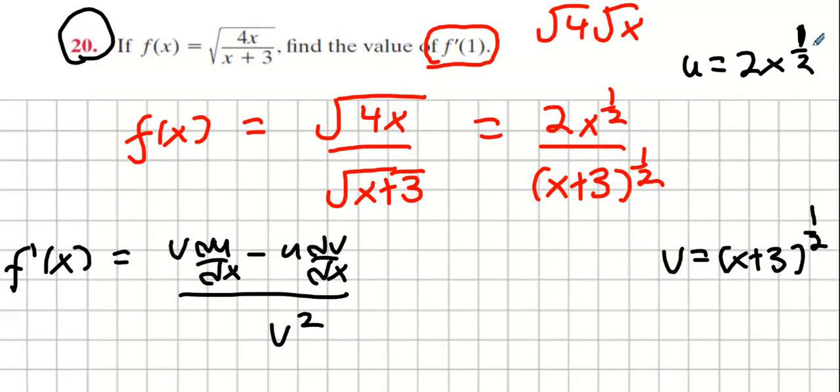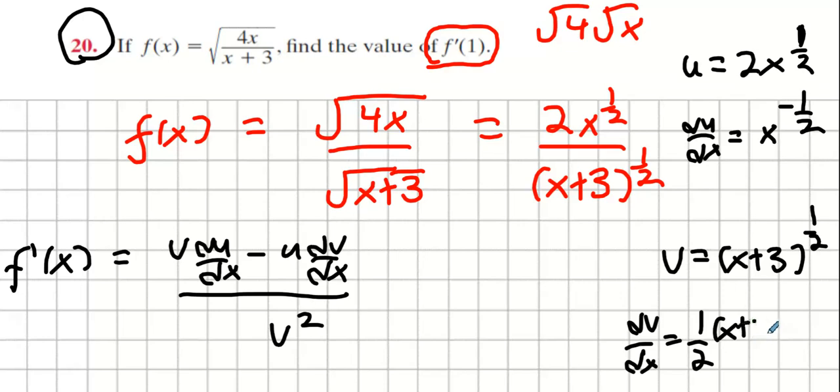U is 2x to the power of a half. Du dx therefore must be a half times 2, which is just x, take 1 away from the power, x to the power of minus a half. The other one, a half goes to the front. X plus 3 stays where it is. And then you take it to the power of minus a half. When you differentiate that, it's just 1, so you don't have to do anything.